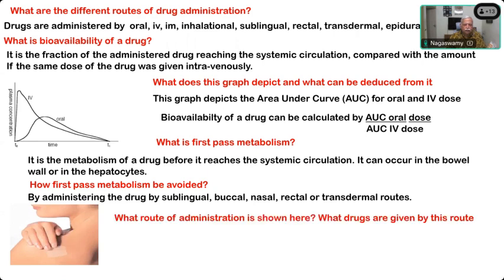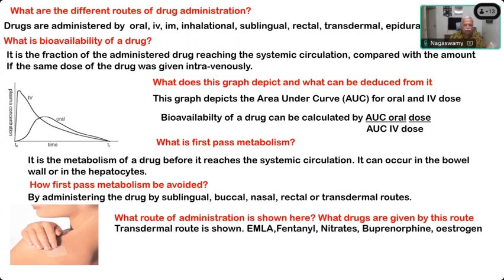What route of administration is shown here and what drugs are given by this route? Transdermal patch. Contraceptives. Drugs that can be used are fentanyl, nitrates, buprenorphine, and estrogen. Mention pros and cons of this route. What are the advantages? What are the disadvantages?